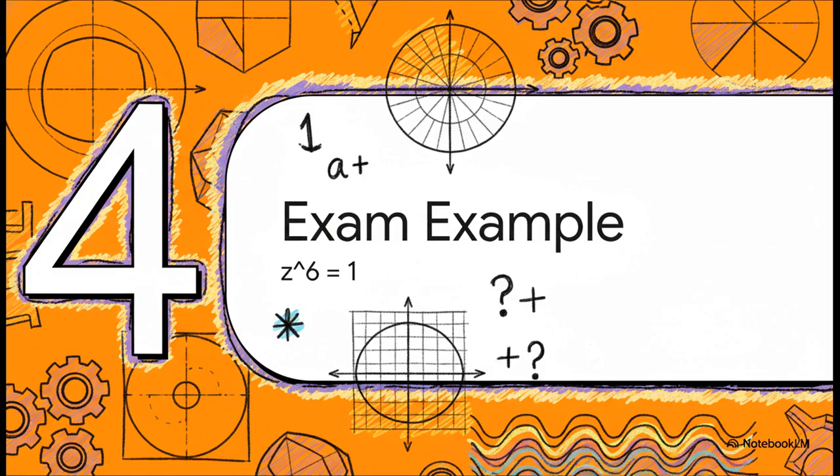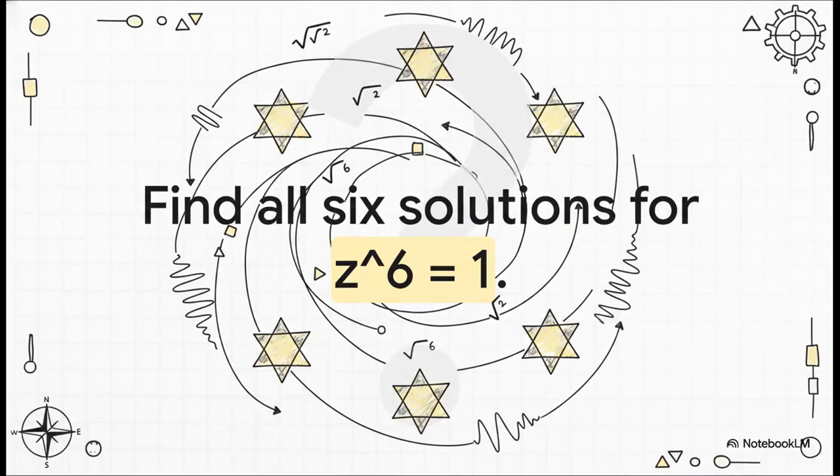Section 4. Exam example. z to the power of 6 equals 1. Okay, enough theory. Let's apply this blueprint to a super common, high-yield exam question. Find all 6 complex solutions for the equation z to the power of 6 equals 1. Before we even touch the math, always check your foundation. Because of the fundamental theorem of algebra, our degree is 6, so we know for a fact we are hunting for exactly 6 distinct answers.